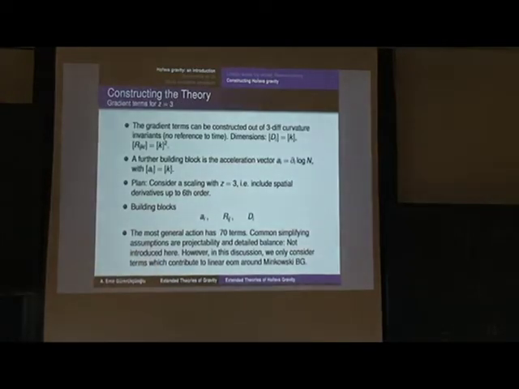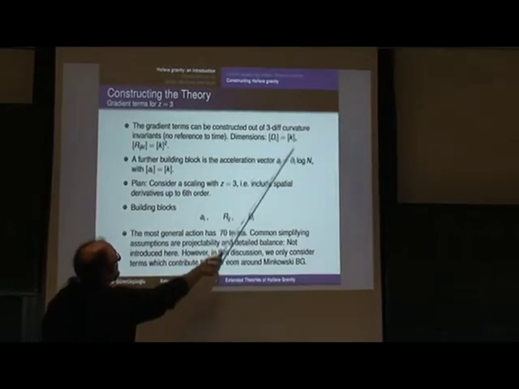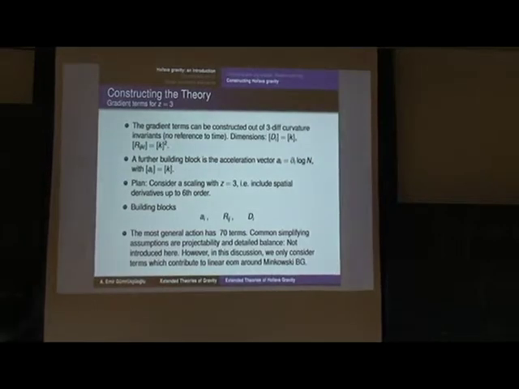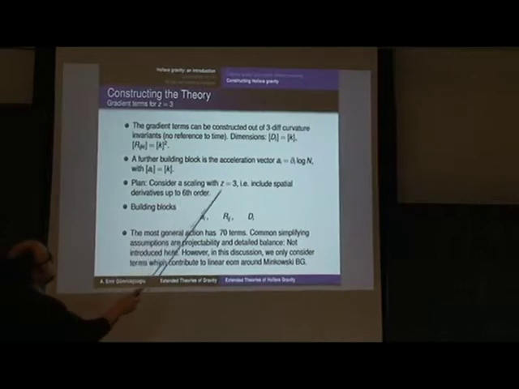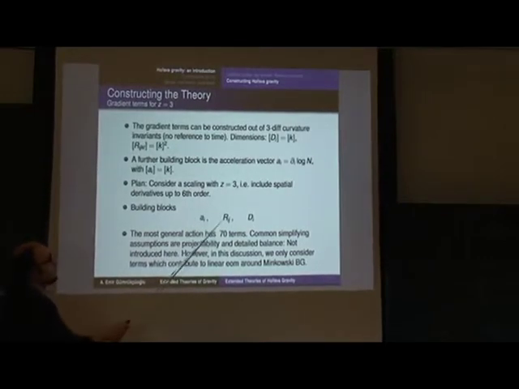So now we can move on to the gradient terms. The building blocks that we can use are, first of all, the 3-dimensional covariant derivative, which has dimension 1, and the curvature tensor, which has momentum dimension 2. There's another building block, the acceleration vector, which transforms like a vector under the 3D transformations and has dimension 1. The plan is to consider 3 plus 1 dimensions with the minimum case that seems to be power counting renormalizable. That means I will include up to 6 spatial derivatives, and the building blocks are the acceleration vector, the curvature tensor, and the covariant derivative.